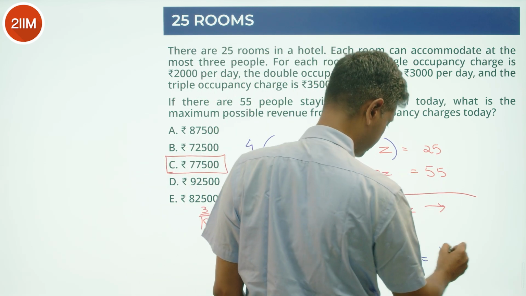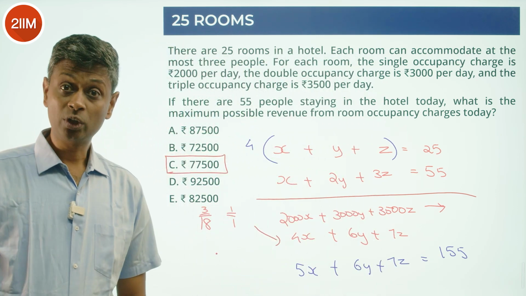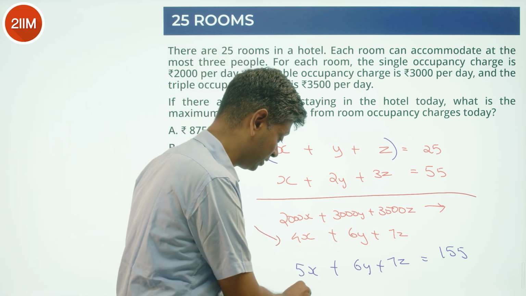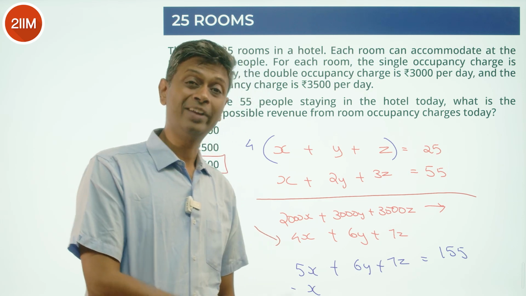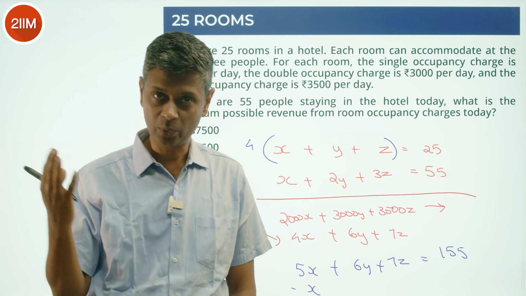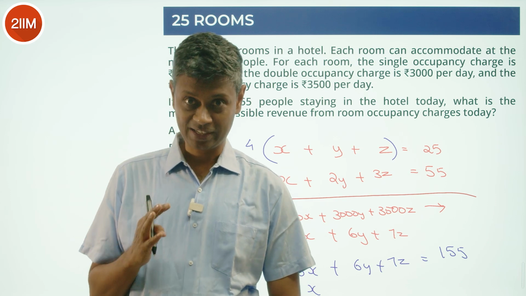So this is 5x plus 6y plus 7z equals 25 times 4, 100, plus 55, 155. Right? 4x plus 6y plus 7z is what I want to maximize. I know this. From this, I subtract an x, and I want to maximize that, so my x should be minimum. Put x as 0, and work with the other two. It's a more mathematical, algebraic way of manipulating this. Obviously, with software, we can plug it in and get there.